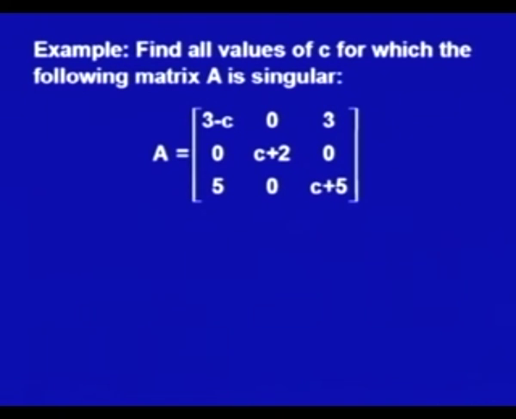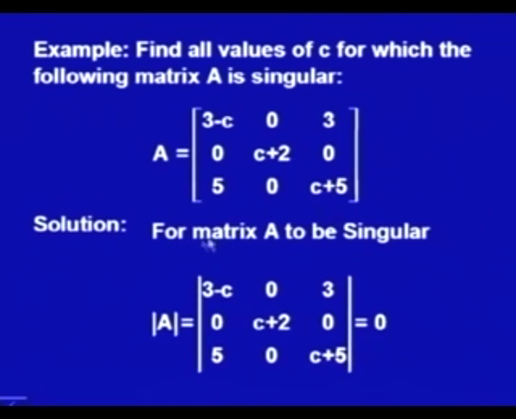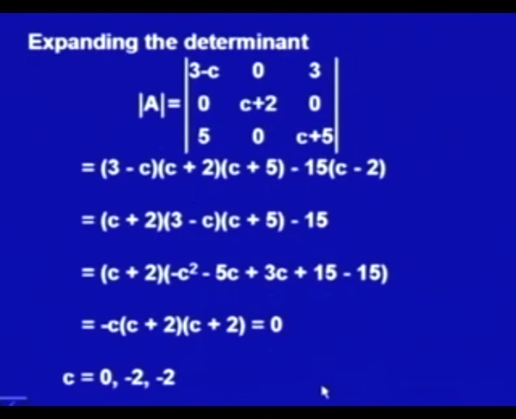Okay. Now, I am considering an example in which you have to find the value of C such that the matrix A is singular. The matrix A is given as rows 3 minus C, 0, 3; 0, C plus 2, 0; 5, 0, C plus 5. Now, I will be using the theorem which I have just proved, that the matrix A is singular if its determinant is 0. So, basically this matrix's determinant is to be evaluated.